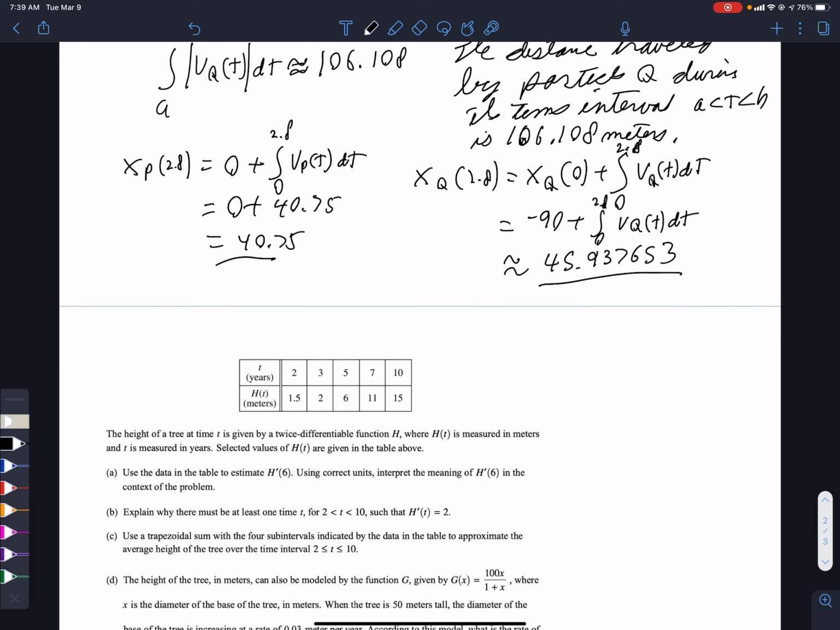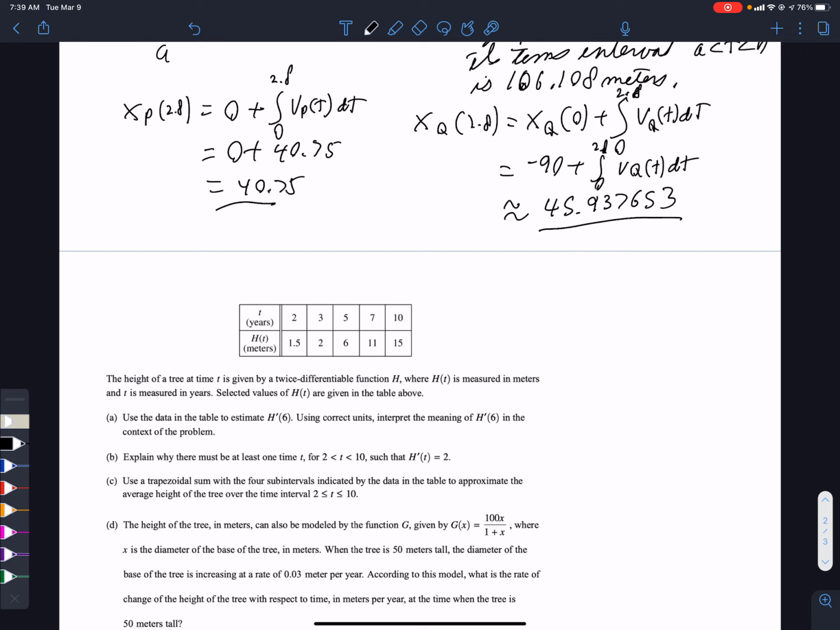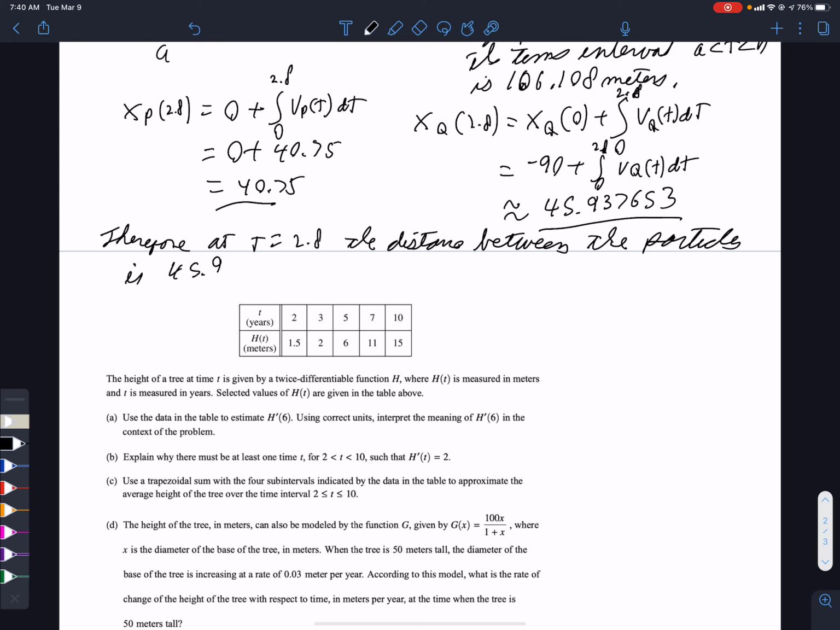So the distance between them would be that minus that. So that will be our final answer. Therefore, at t equal 2.8, the distance between the particles is 45.937653 minus 40.75, and those units will be meters. Okay, you don't have to subtract those. That's my final answer.